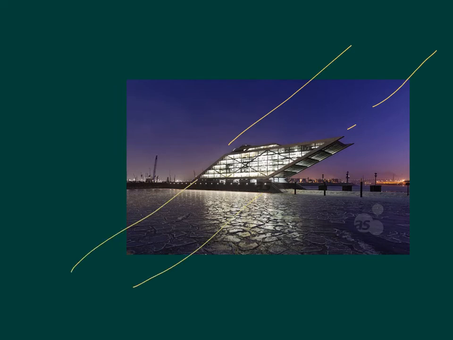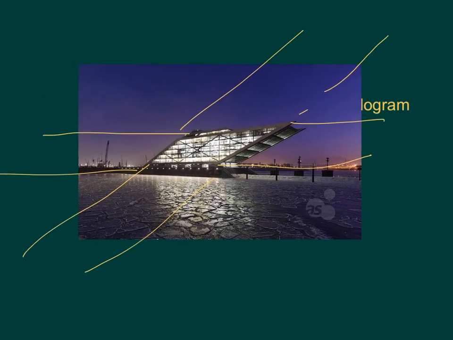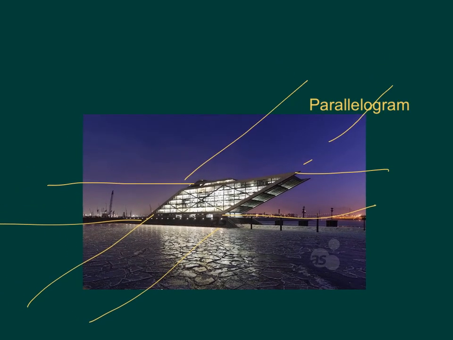We got 1 set of parallel sides. We got a second set of parallel sides, and that means it's a parallelogram because it's got 2 sets of parallel sides. No right angles, so it can't be a square. No right angles, can't be a rectangle. It's not a rhombus because the top and the bottom are longer than the sides.